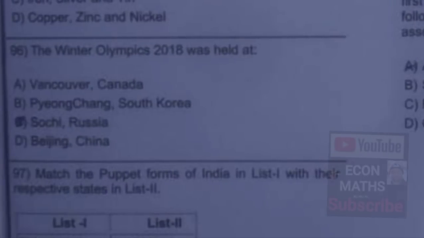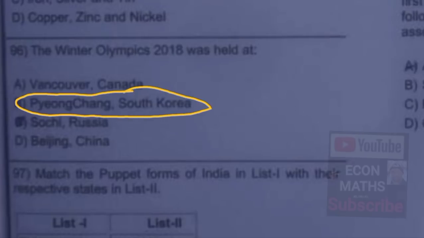Next question is, the Winter Olympics 2018 was held at, the options are Vancouver, Canada; Pyeongchang, South Korea; Sochi, Russia; or Beijing, China. The correct option is Pyeongchang, South Korea.